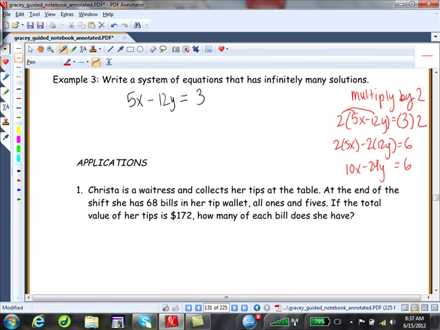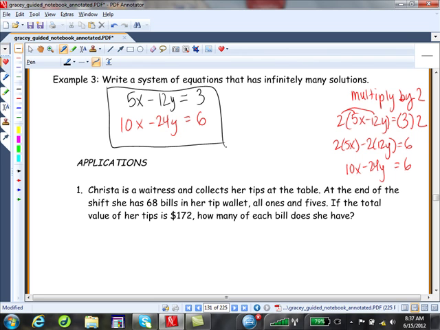So I come over here and I say, oh, 10x minus 24y equals 6. This system, these two lines that make a system, will make a system that has infinitely many solutions.